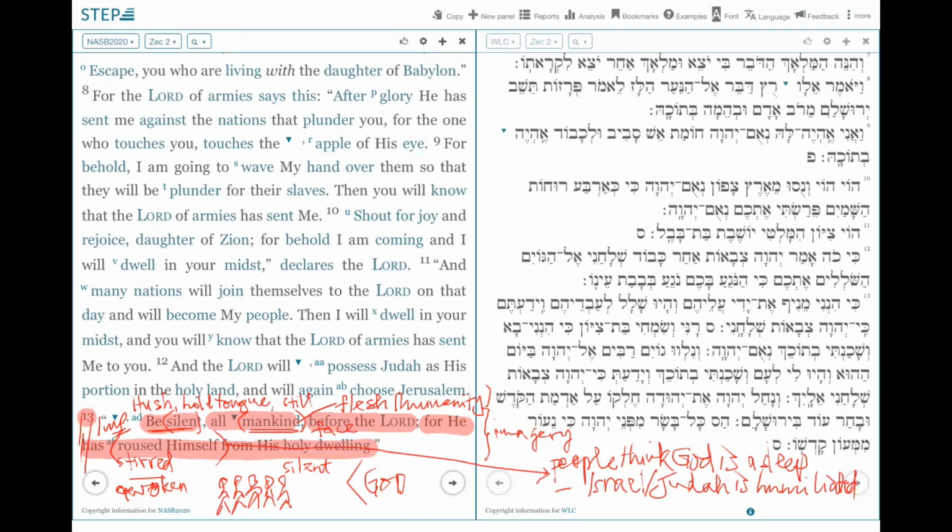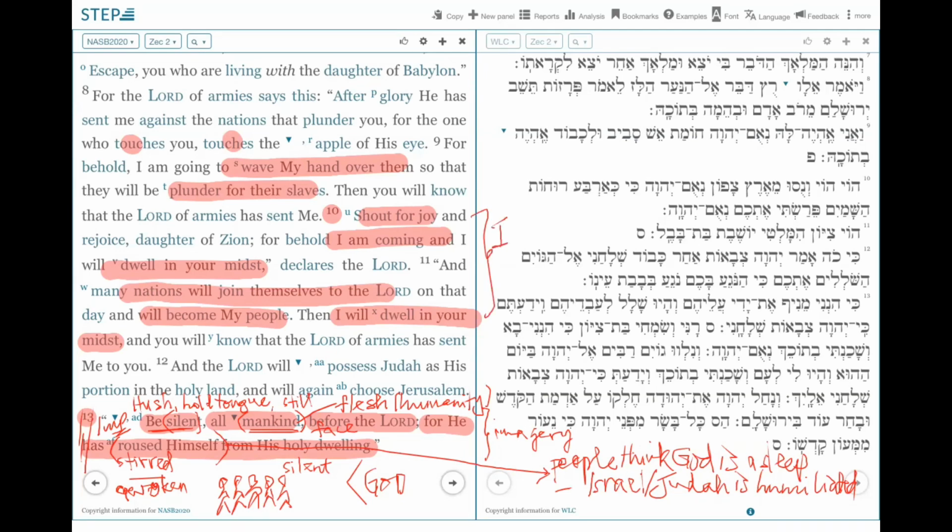And as they torment Israel, God comes and says that, well, I'm going to wave my hand over them. If they touch Israel, they are touching the pupil of my eye. I will turn around their fortunes. Then Israel will be able to shout for joy because I am coming to dwell in your midst. And as God dwells in their midst, the nations will then join themselves to God and will become God's people. And I will dwell in your midst, and the temple will be there. And so the picture that we are given here is very much Isaiah chapter 2.